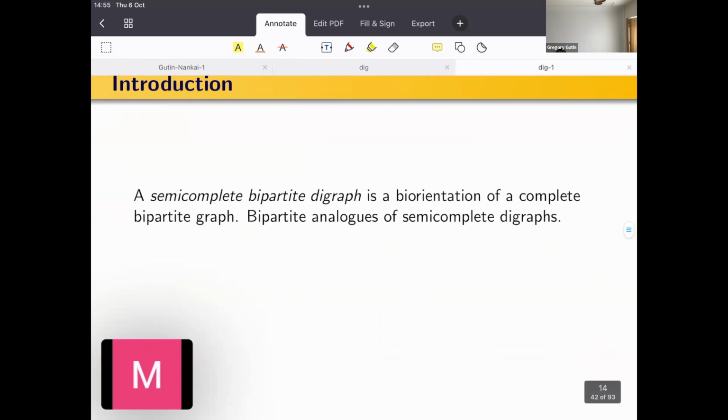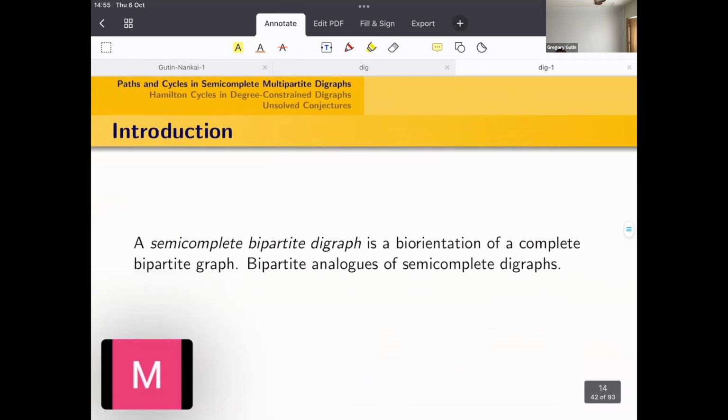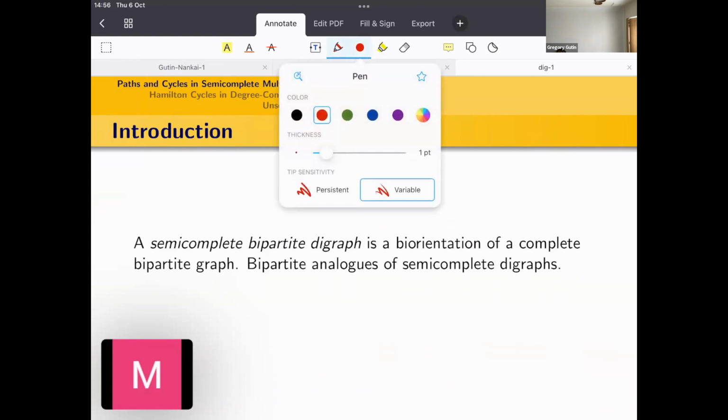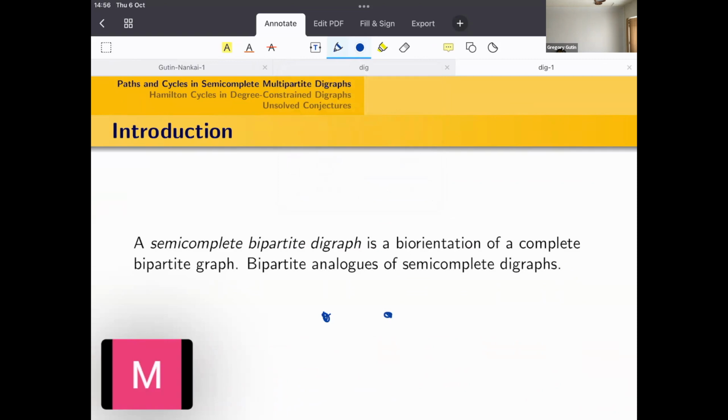Now let me move on to semi-complete bipartite digraphs. A semi-complete bipartite digraph is a biorientation of a complete bipartite graph. It's the bipartite analog of semi-complete digraphs. So you take, for example, a complete bipartite graph, undirected, and then you put arcs in each direction you like, random direction, whatever direction you want.